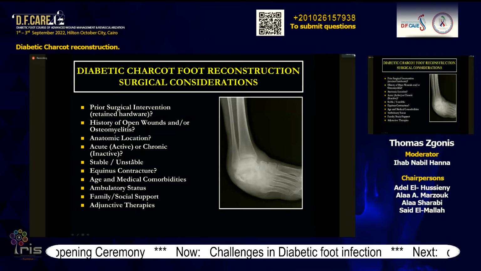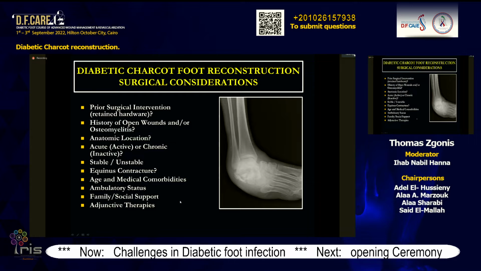What we consider before any type of Charcot reconstruction, the acute or chronic stage, is if the patient has had any previous surgical interventions, if you have retained hardware, history of open wounds, osteomyelitis, the anatomical location, if it is the midfoot or the hindfoot ankle, so with different types of fixations, if the deformity is stable or unstable, does the patient have equinus contracture, is the patient ambulatory, the patient's age, the comorbidities, underlying vascular disease, family, social support, and adjunctive therapies.